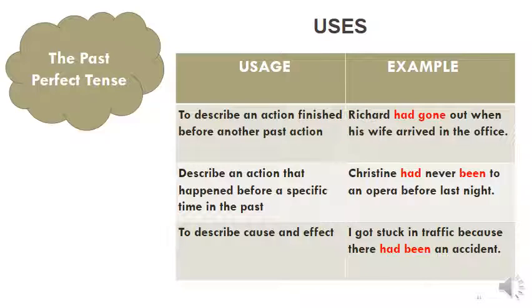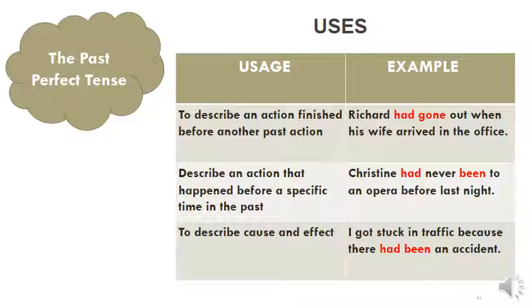Let's read the sentence. Richard had gone out when his wife arrived in the house. In this sentence, if we want to understand the sentence as a language, it shows that he went out when his wife arrived in the office. So when she arrived to the office, he was already gone. So this shows that the past perfect tense describes an action finished before another action in the past. So the action of going out happened before the wife arrived. So here we have two actions, one finished before the other in the past. So when he had gone, this action happened before the wife had arrived to the office.